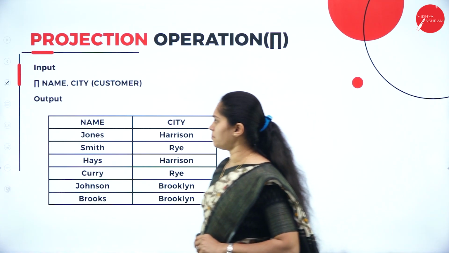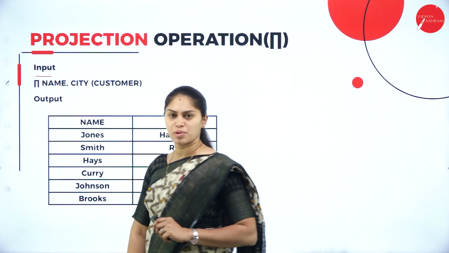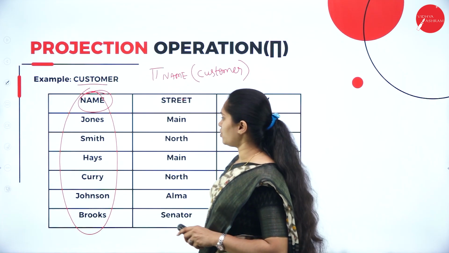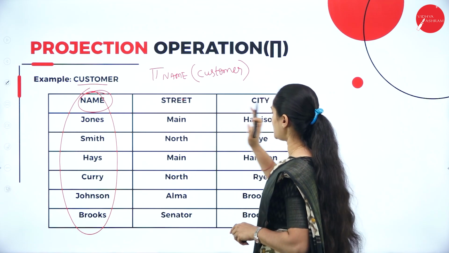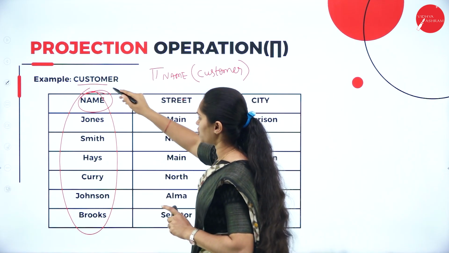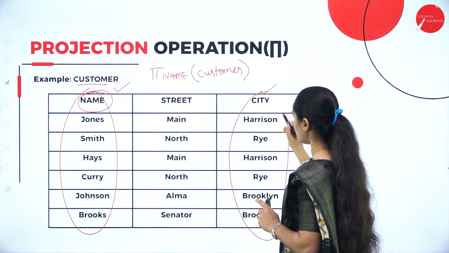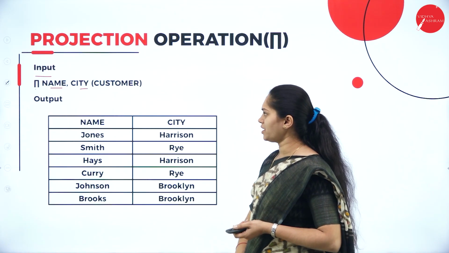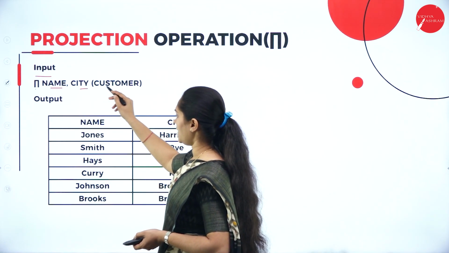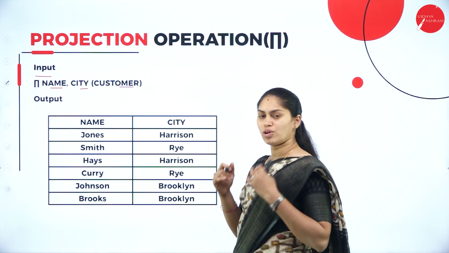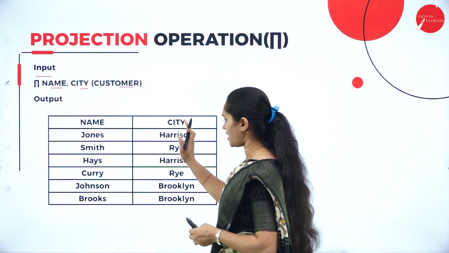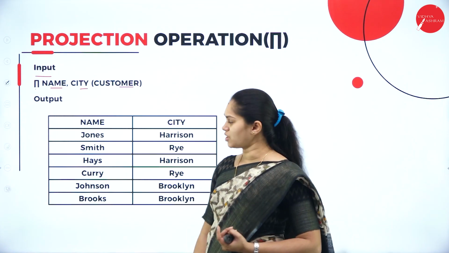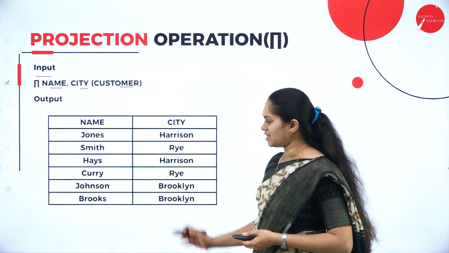Here you can see the example. What is my input? We have a projection operation. I am looking for name as well as city. Already you know we have 3 columns here: name, street, city. Out of that I wanted to fetch only name and city. So I require only 2 columns, excepting the street column. Here you can see name comma city of the customer table. Then what will be the output? I get the name as well as the city. Moreover, it removes duplication, and only the unique values are displayed here.